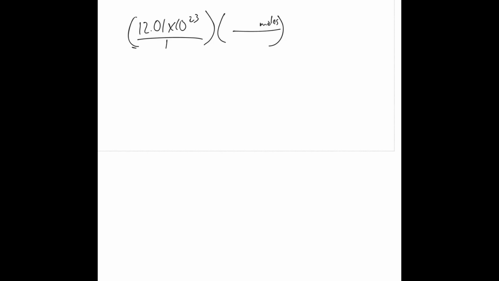And we know 1 mole, should have written moles, but 1 mole is equivalent to 6.02 times 10 to the 23rd. That's a really important number. Make sure you remember that for your tests and stuff. So if you just put this into your calculator, you're going to get 2 moles. And that is our answer.